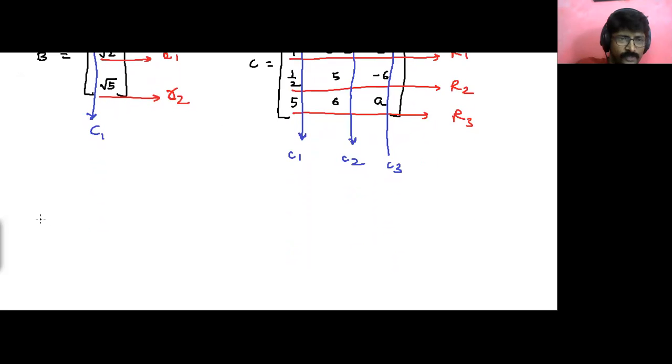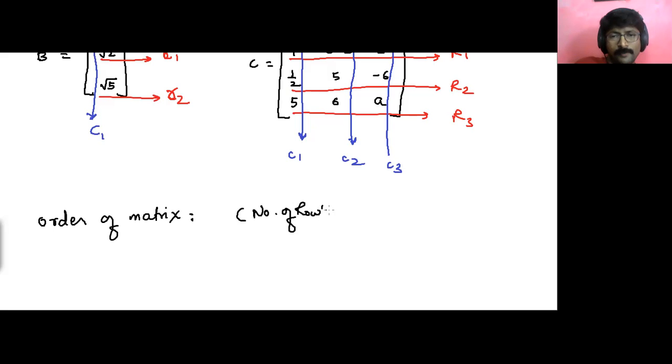Now the next topic is the order of the matrix. What is the order of a matrix? Order of matrix is the number of rows times the number of columns. Remember that rows come first, into number of columns.